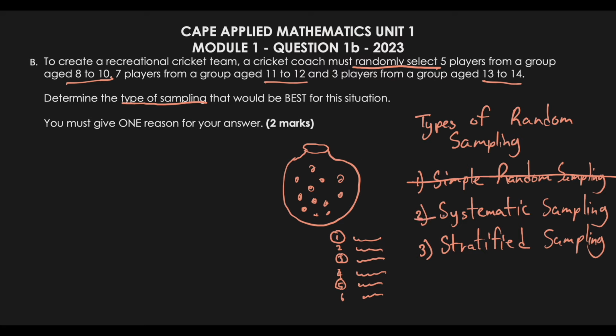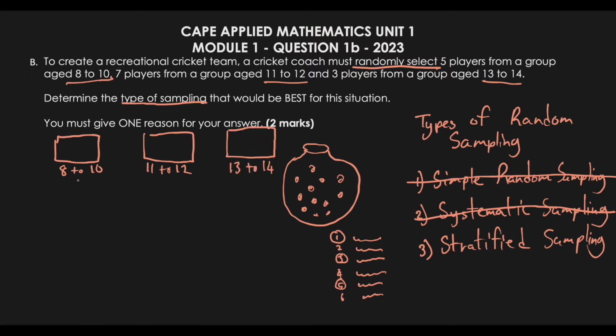So for this particular situation, I know it's not going to be systematic sampling. Now stratified sampling, we already have groups of people. So we have different groups. So say this is 1 group here. We have a next group here. And we have a next group here. So from each group, we want a specific amount. So 5, 7, and 3. Since stratified sampling is a random sampling method that allows us to select from strata that already exist.